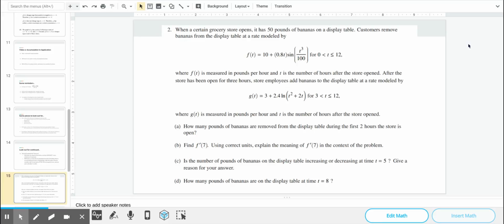Right. And in particular, for this model and for this day at this grocery store, from the time it was open, t equals 0, to 12 hours after, so from 0 to 12, the rate at which bananas are being taken off of that display table is modeled by this function, right? So this function does not give me the amount of bananas that are taken away. It's the rate at which they are being taken away. Okay, so this is a rate of change function, or a derivative, if you will, already.